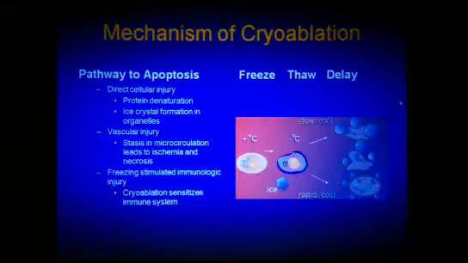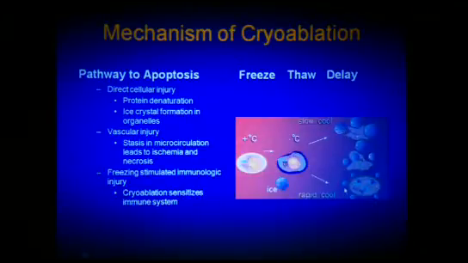What is the mechanism for cryoablation? We use helium and argon to freeze and thaw. Through a freeze-thaw mechanism, this creates direct cellular injury, causes protein denaturation, and depending upon whether you do a slow freeze or a rapid freeze, ice crystals can form within the actual organelles. This can cause an osmotic shift, causing apoptosis.